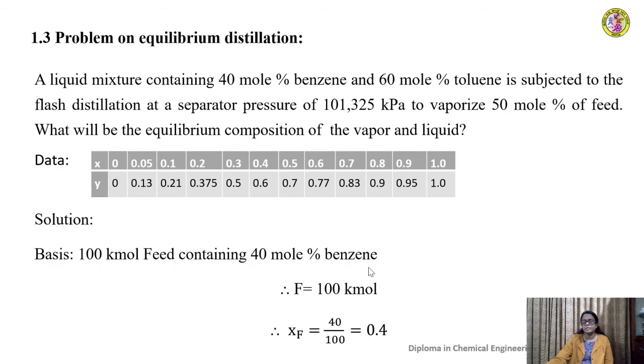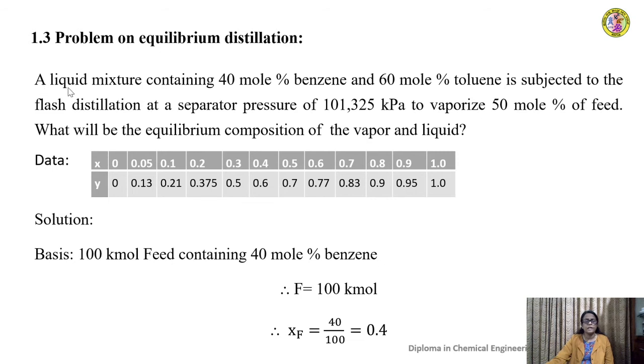Now we have finished the understanding of flash vaporization or equilibrium distillation. Now let us solve a problem on this type of distillation method. So this is a problem that is supposed to be solved now. Let us read the question and understand it before we apply the equation and solve the problem.